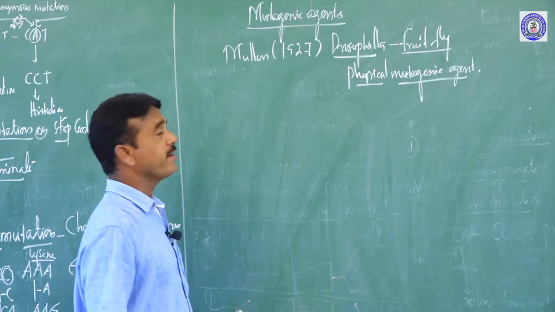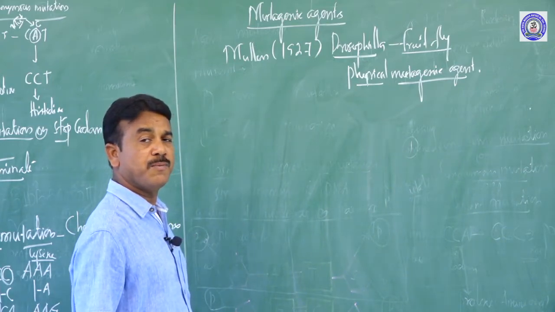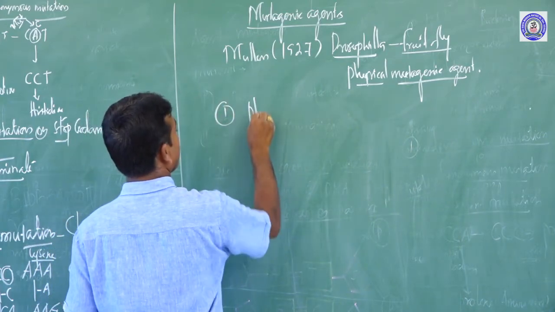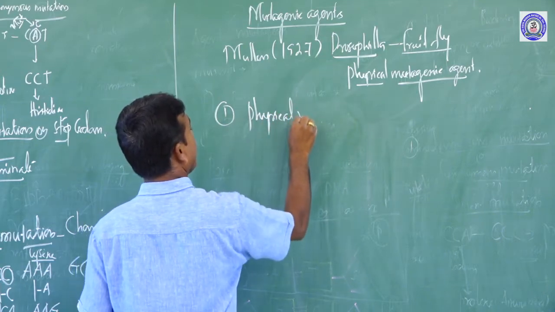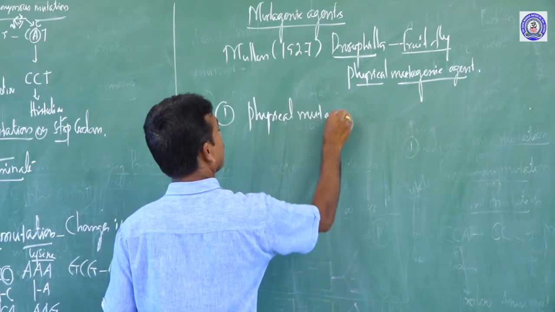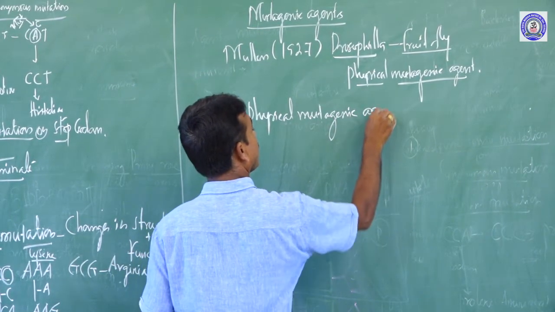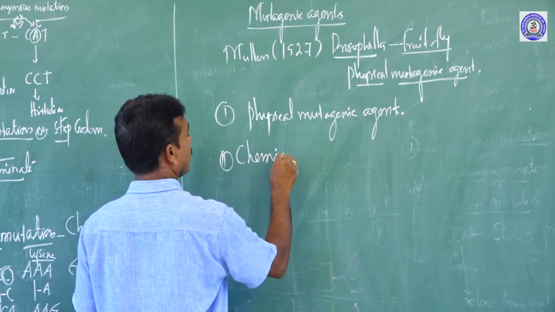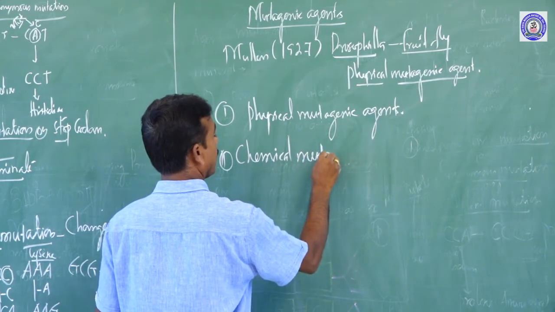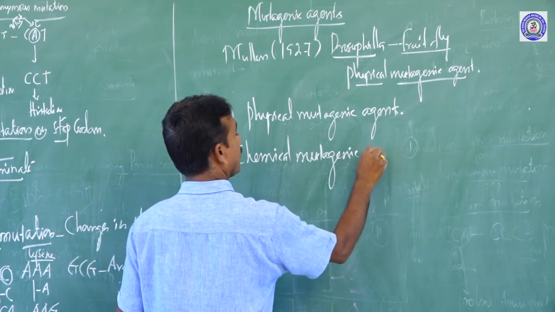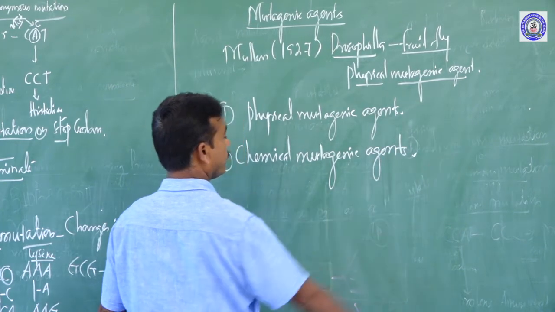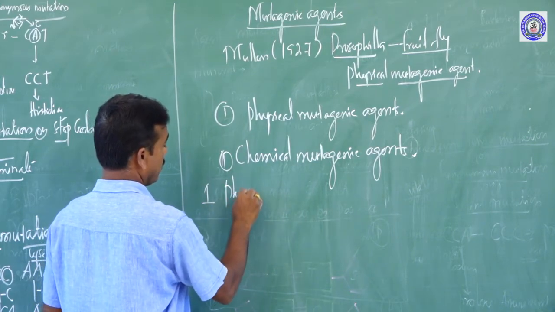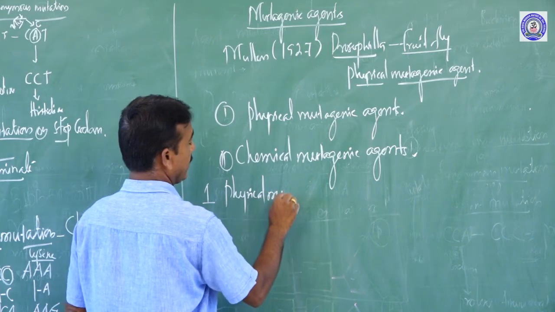Based on functional activity, mutagenic agents can be broadly classified into two types, namely physical mutagenic agents and chemical mutagenic agents. Can I go to discuss the first one? Physical mutagenic agents.